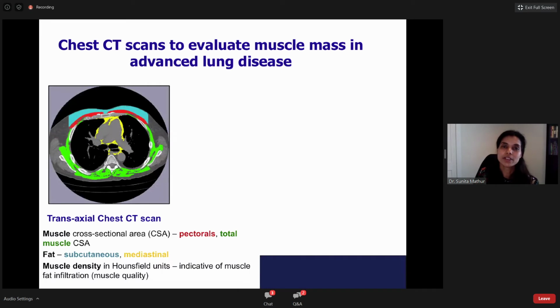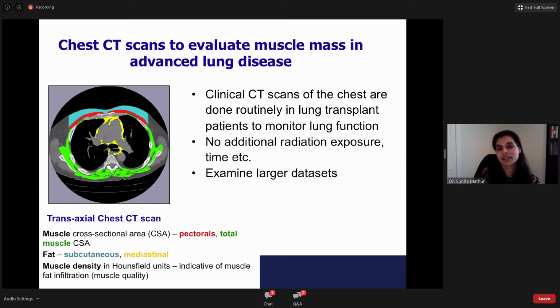Another method that we've been using to evaluate sarcopenia is using CT scans that are already readily available. So this is a CT scan actually of the chest. So you can see this is an image taken in a person with lung disease to look at their lungs. And what we did is use the same image to outline their muscles as well as their fat deposition. So we're trying to use these CT scans that are already available through routine clinical imaging to monitor lung function, to look at muscle and fat.